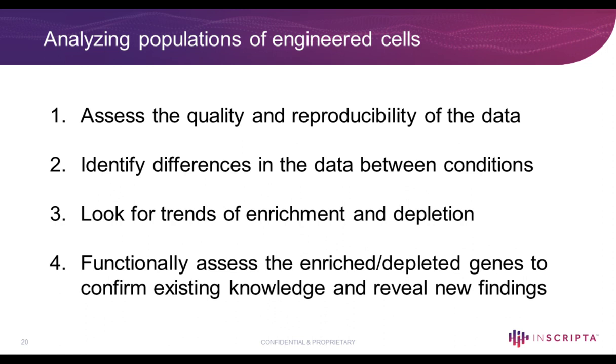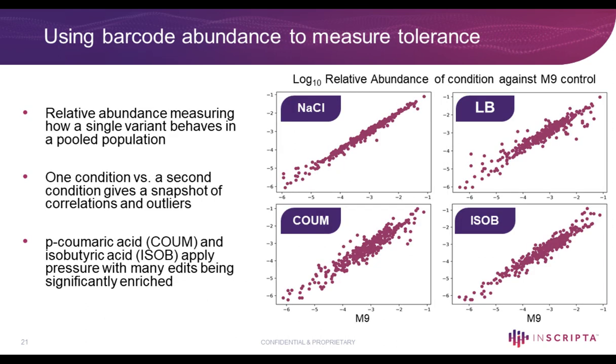And then we functionally assess these enriched and depleted genes, and that's where we gain our new biochemical insights and add to the existing knowledge of these individual strains. So this is one of the graphs that's common with this data. It's a plot of the log of the relative abundance of a barcode in a particular sample after growth in a chemical versus in the control sample.